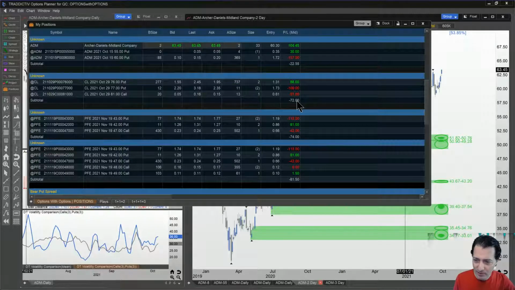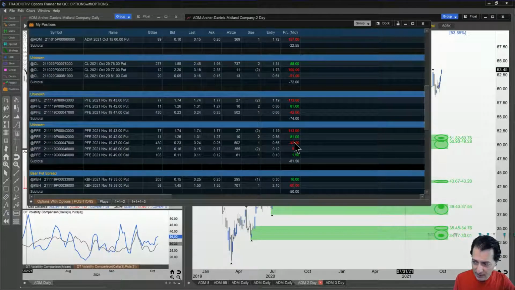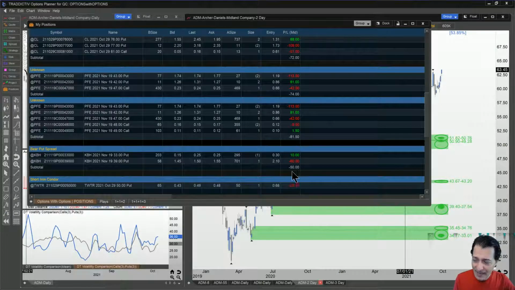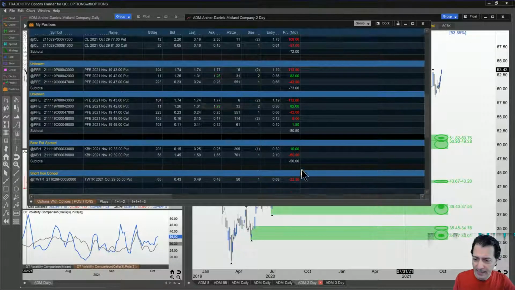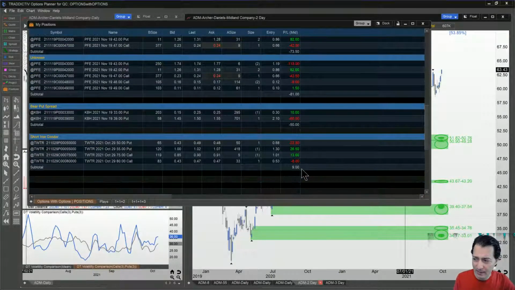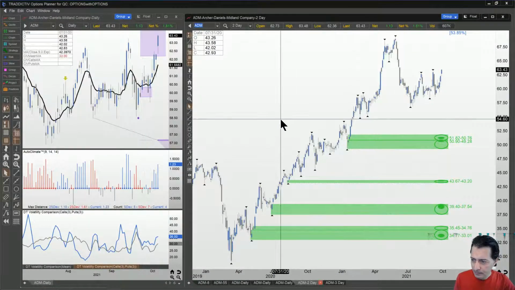currently still showing a little bit of red. Pfizer showing still red. KBH showing red. Why? Because KBH is the short trade we entered yesterday. The market went up. Okay, and Twitter is the one trade that is now providing some profitability coming in. So let's take a look at those charts very quickly.